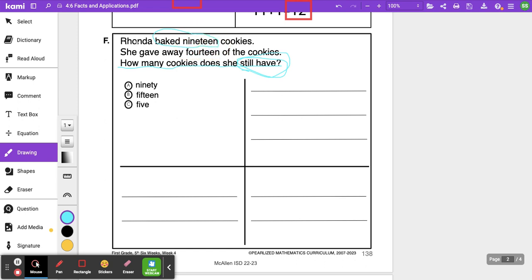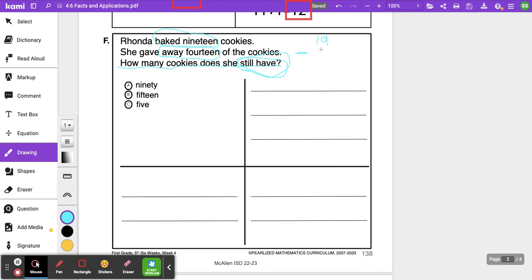Now, on the first sentence, Rhonda baked 19 cookies, I see the word cookies. She gave away 14 of the cookies. Cookies is repeated. So we're talking about cookies in the whole problem. I don't need to underline cookies, or circle cookies, because that's the only thing we're talking about. But that she baked these 19, that's important because it tells me how much we started with. Then it says she gave away 14. Gave away 14. What does away mean? Does she have more or less? Yes, away is a subtraction word. So she baked 19.